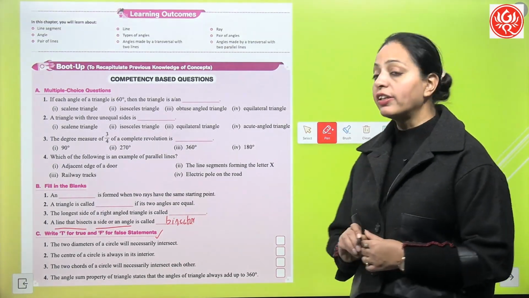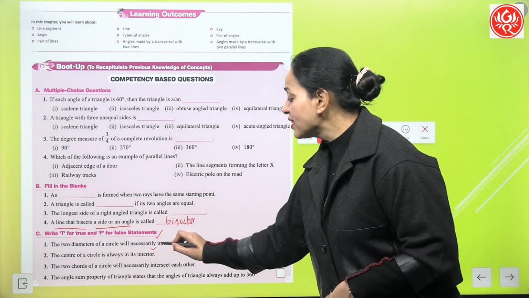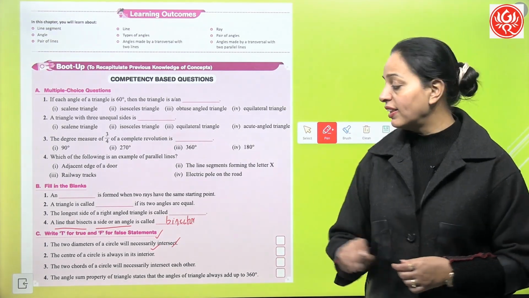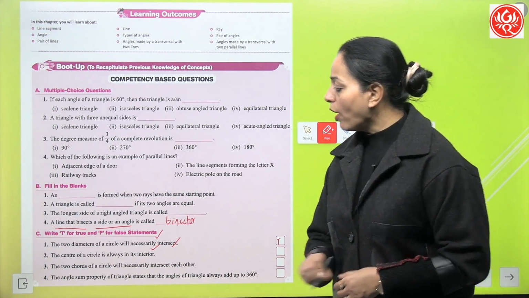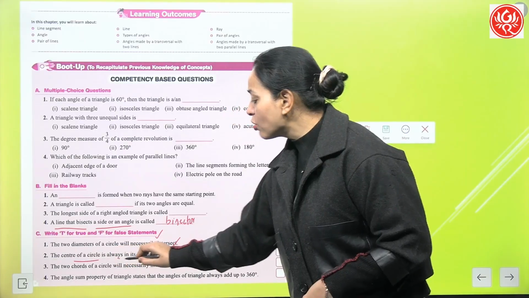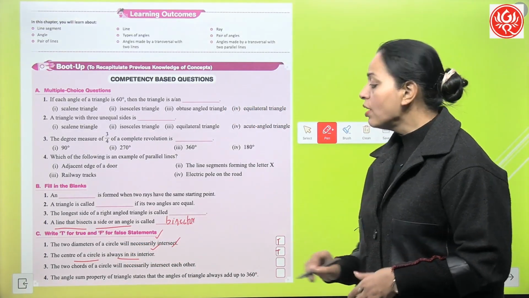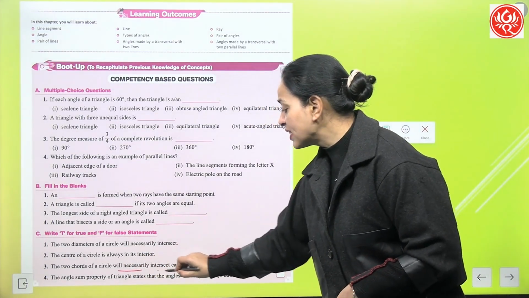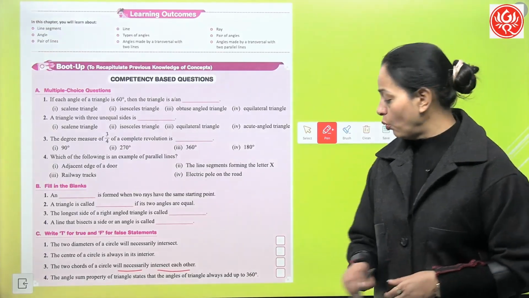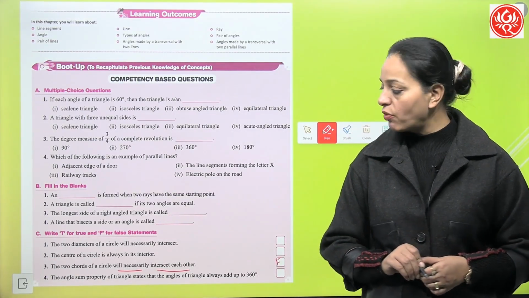Now C part, write T for true and F for false statements. The first one, the two diameters of a circle will necessarily intersect. Yes, they will intersect, definitely. True. The second one, the center of a circle is always in its interior. Yes, this is true. The third one, the two chords of a circle will necessarily intersect each other. No, this is not true. So this is false, right?